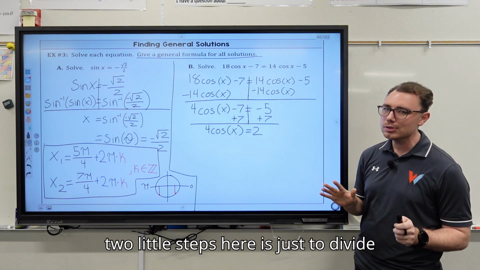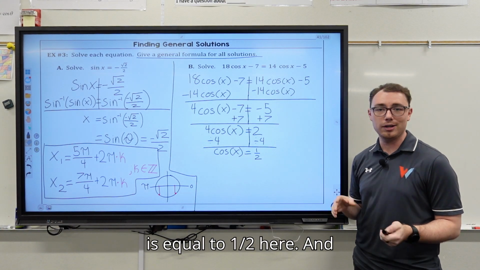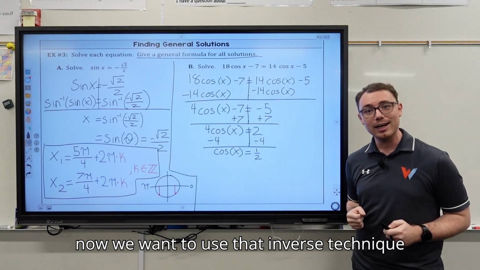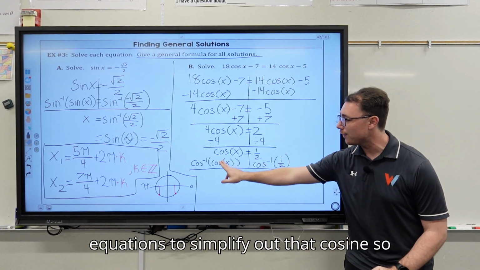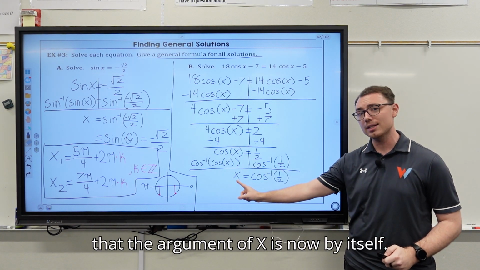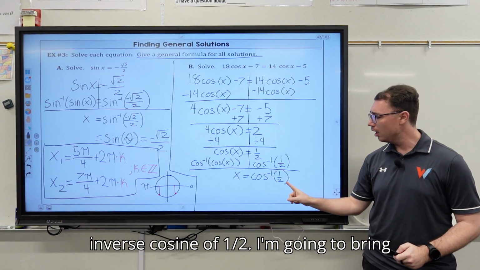That last two little steps here is just to divide by 4 on both sides to get cosine of x is equal to 1/2 here. And now we want to use that inverse technique to take the inverse cosine of both sides to simplify out that cosine so that the argument of x is now by itself, and the right side of the equation is now inverse cosine of 1/2.